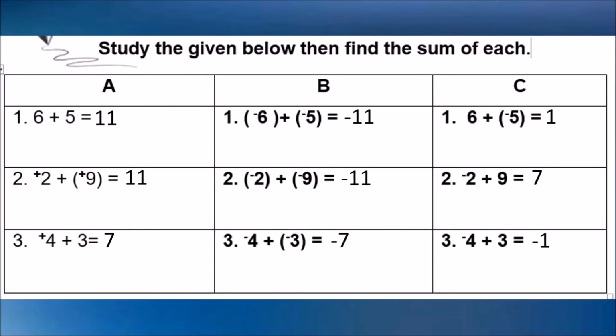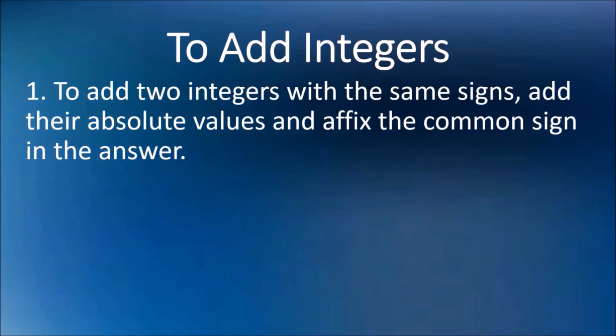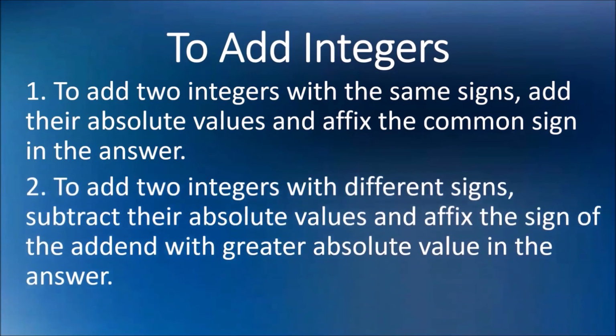So, this is addition of integers. To add two integers with the same signs, add their absolute values and affix the common sign in the answer. And to add integers with different signs, subtract their absolute values and affix the sign of the addend with greater absolute value in the answer. So I hope clear po ang mga examples na binigay ko.